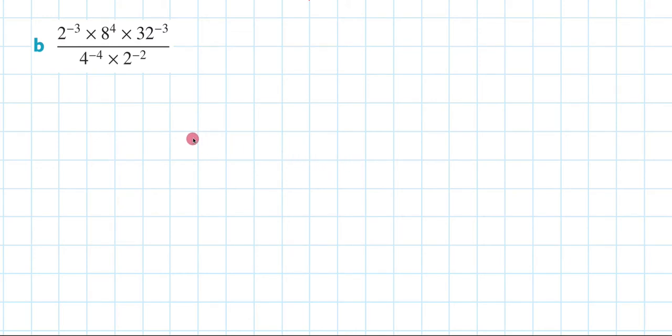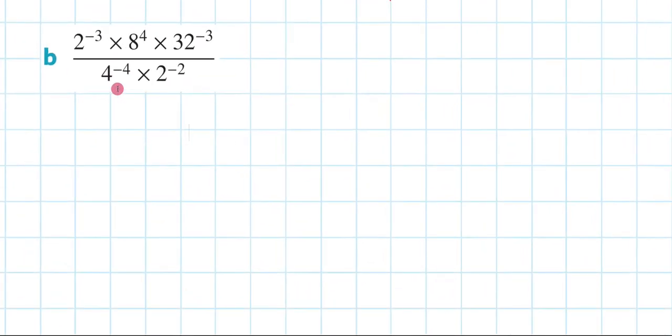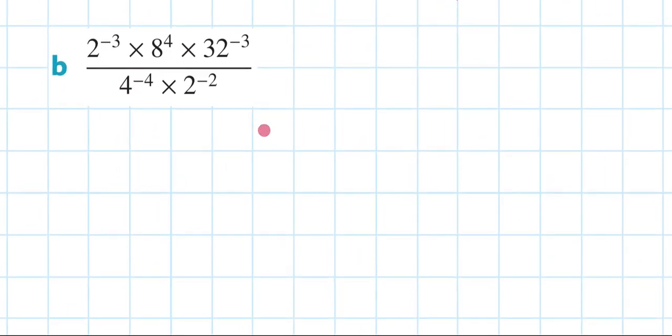We are doing exercise 13a. This is question 8, part B. Let's zoom in for a closer look to see what we're dealing with here. All right, so it seems that we need to simplify this. How are we going to do so?